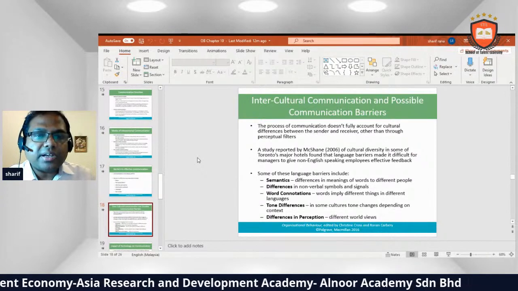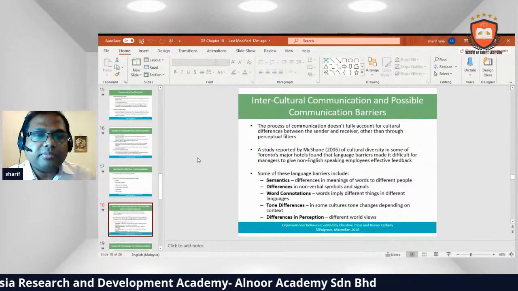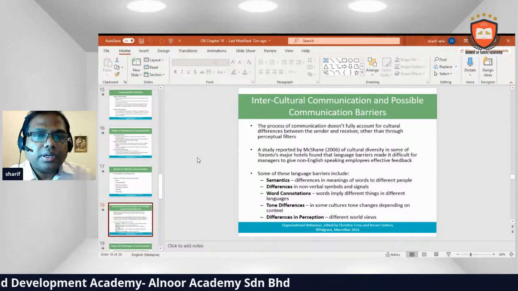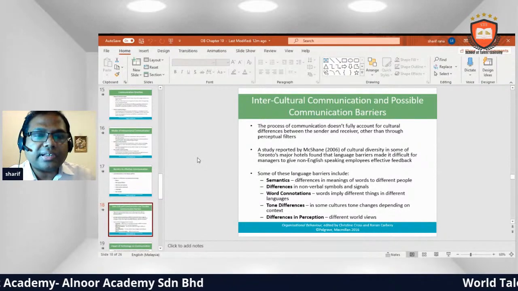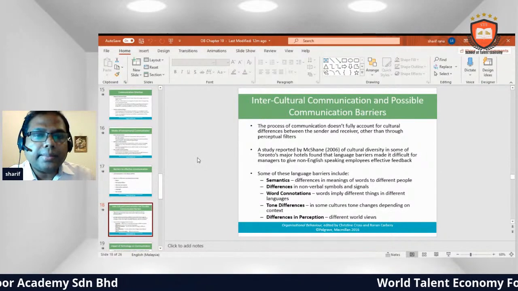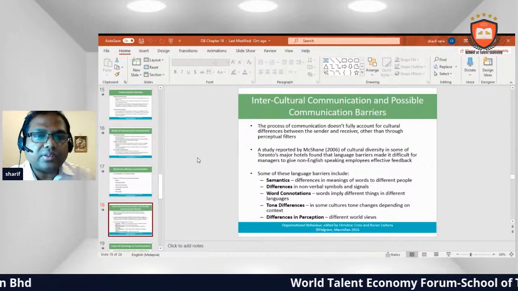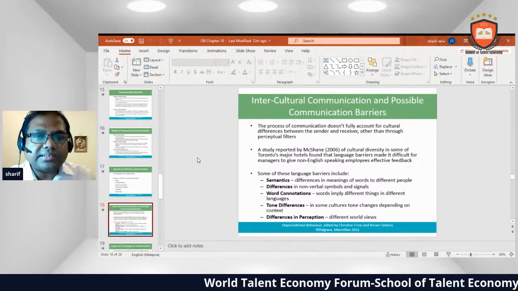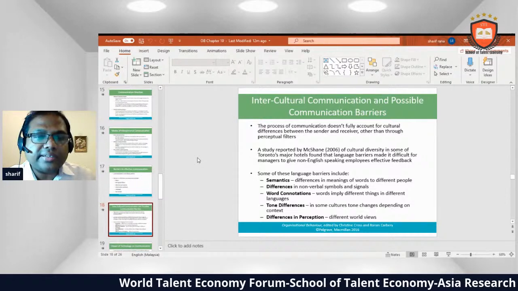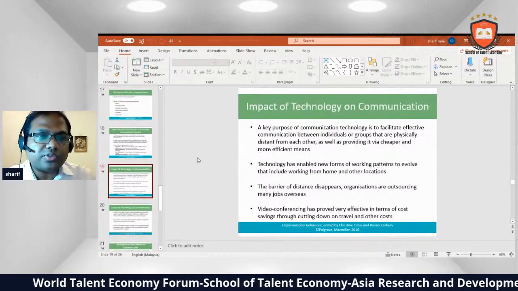Some of these language barriers include semantics, the difference in meaning of words to different people. Differences in non-verbal symbols and signals. Word connotation, where words imply different things in different languages. Tone differences. In some cultures, tone changes depending on context, and there are differences in perception and different world views.